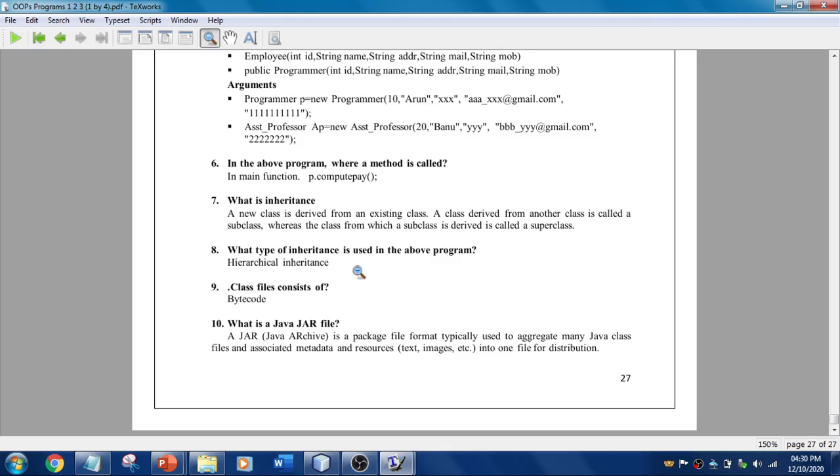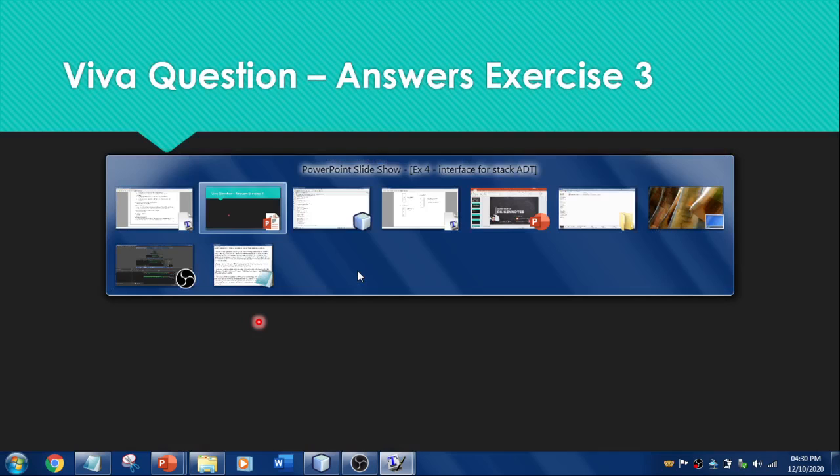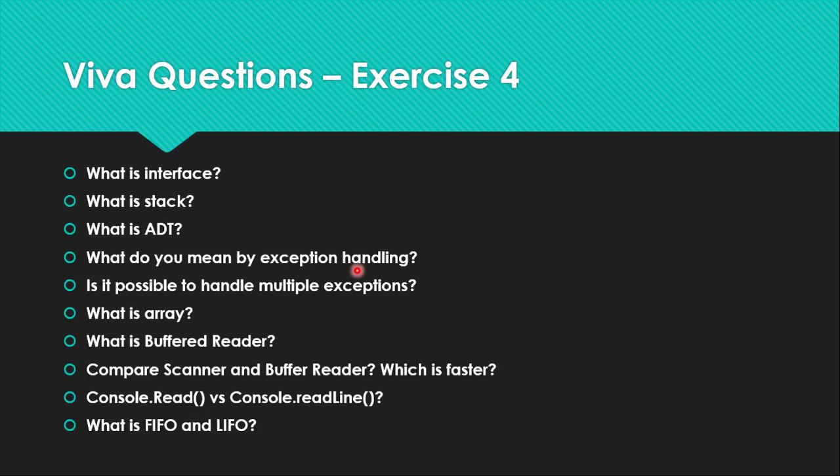And the questions for exercise number 4 go like this. These are the things you should be aware of. What is interface, stack, ADT? What do you mean by exception handling? Why do we need to handle exceptions? Is it possible to handle multiple exceptions? And what is an array, BufferedReader? Compare Scanner and BufferedReader.